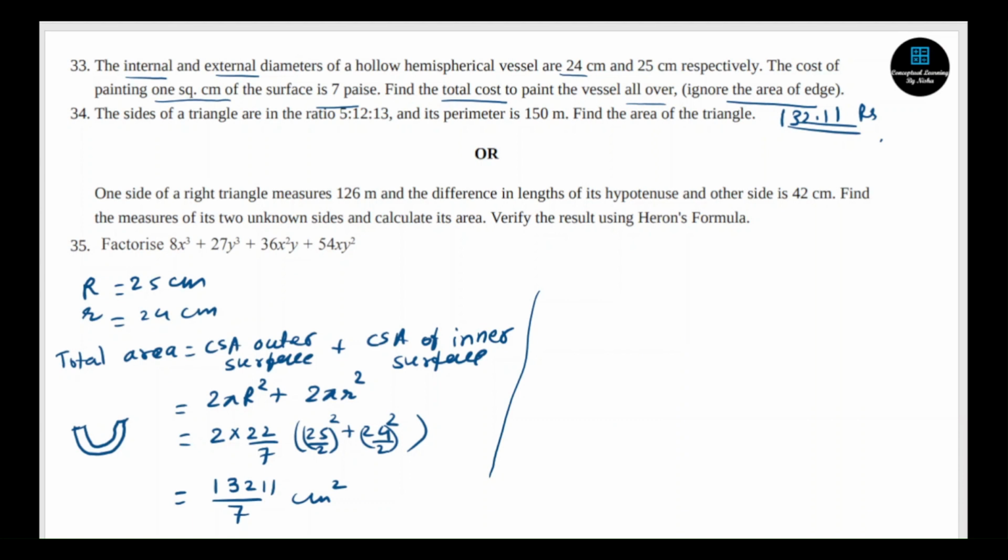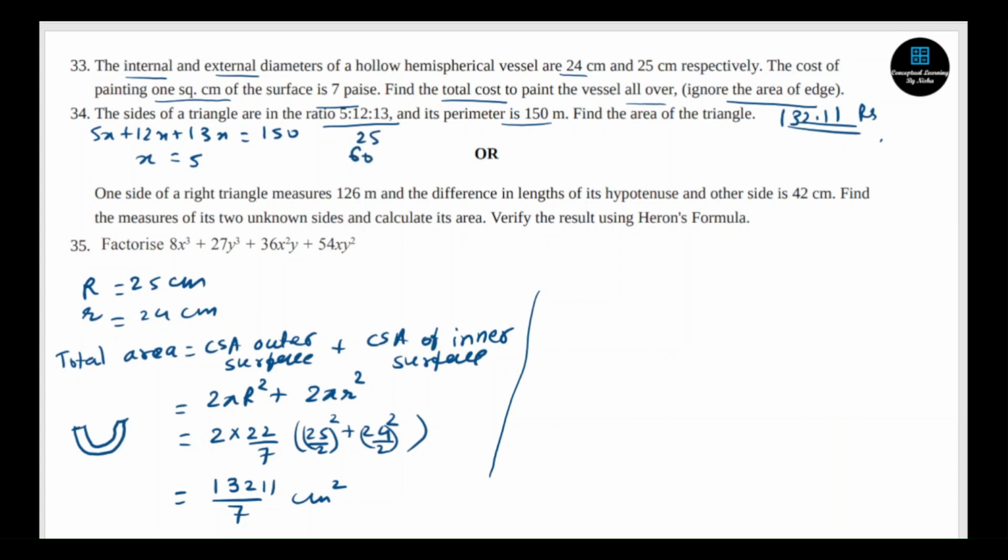Now the sides of the triangles are in the ratio. Perimeter is given, so 5x plus 12x plus 13x equals 150. You can find x. So how much is it? 5 plus 12 plus 13, you'll get 30. So x equals 150 upon 30, you'll get 5.